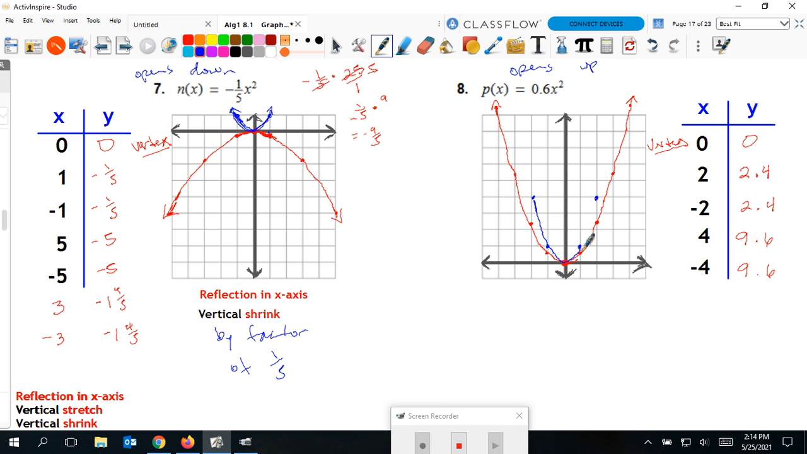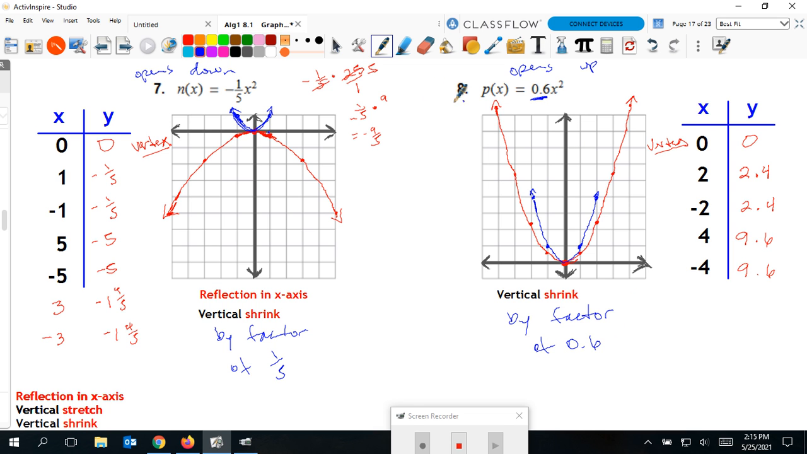So this one is wider than the parent function. It's going the same direction, so there's no reflection. We don't say reflection on this one because it's opening up, which is the same direction the parent function goes. But it's wider, so there's no stretching. It's got to shrink again. So this one's got a vertical shrink. Vertical shrink by what? Well, we would say by a factor of the number right here, that number of 0.6. Of 0.6. That's what it's shrinking by.